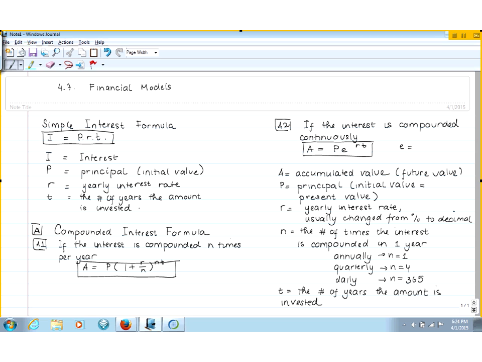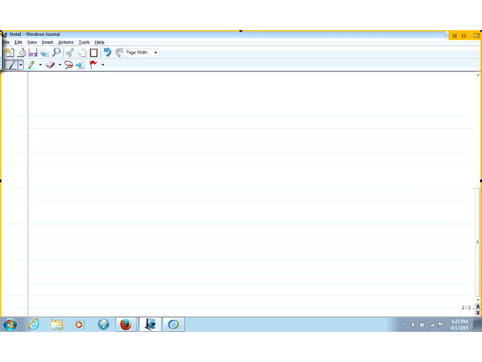And this E is the natural number, approximately 2.718. So we will use the calculator value. Okay, so let's do an example. How do we actually get this formula? The easiest way is to look at specific examples. All right, so let's look at a specific example.